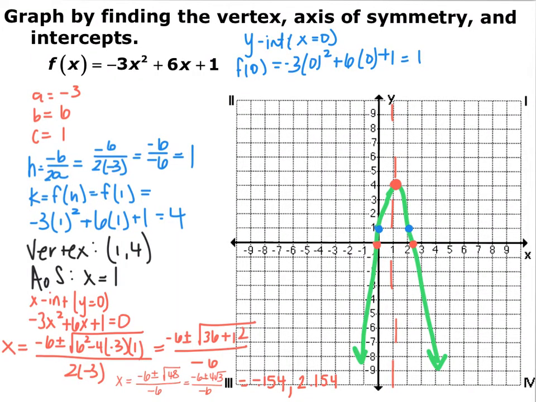First I found the y-intercept. The y-intercept occurs when x is equal to 0, so I just plugged in a 0 for every x, and you end up with 1. So that's this point right here. Because parabolas are symmetric, I knew that there had to be a point across the axis of symmetry right here as well, so that's why I plotted that point.